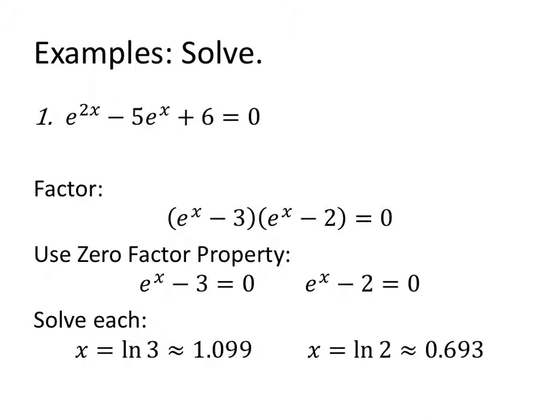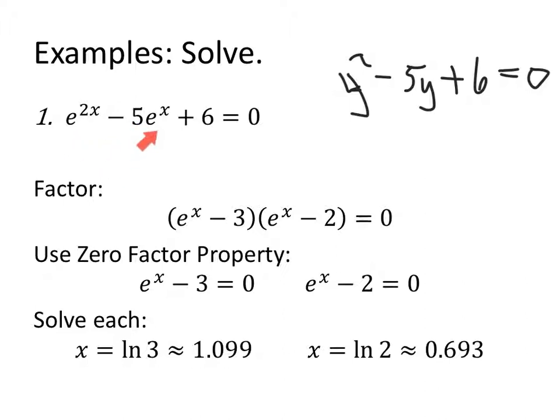Let's get into something a little more challenging. e to the 2x minus 5 e to the x plus 6 equals 0. Now if I wrote this in the form of, let's use black, y squared, that's y squared minus 5y plus 6 equals 0. I don't like the look of that squared, but we'll go with it. You could factor this and solve for y. Well, this really is no different. It's just a more sophisticated version of the same thing.